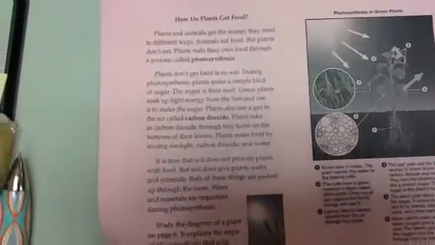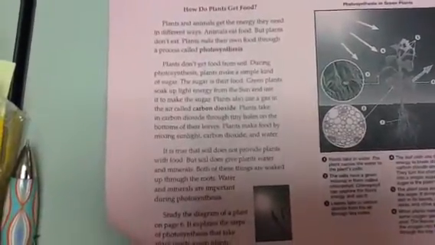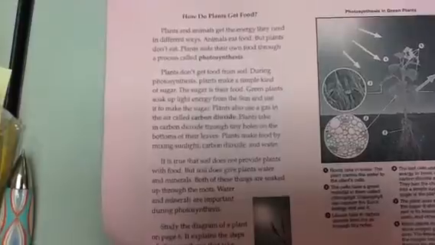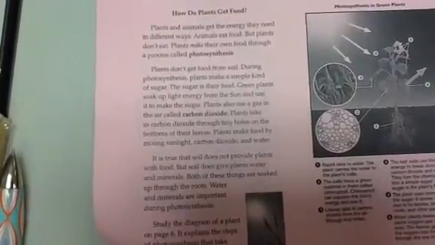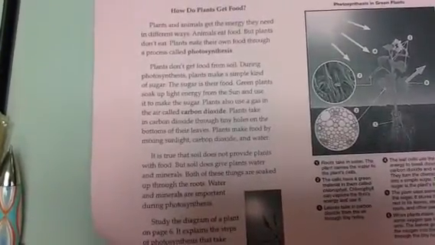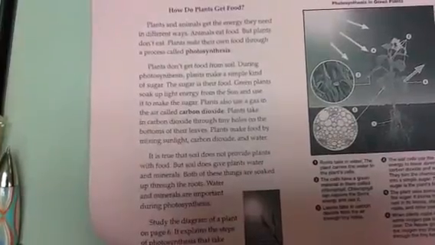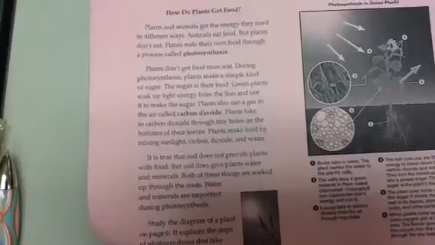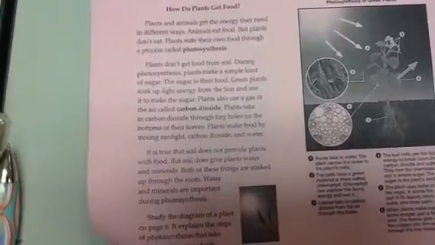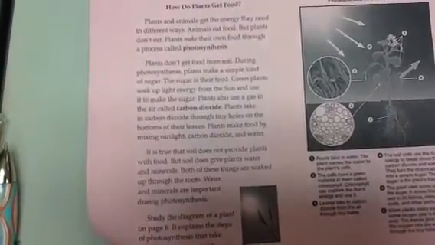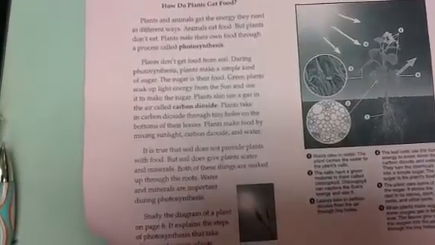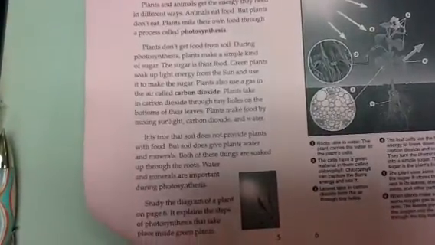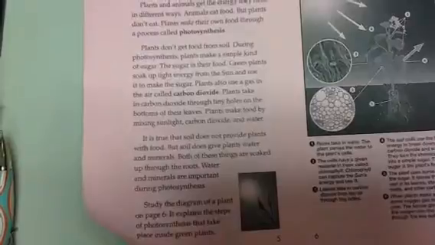Plants don't get food from soil. During photosynthesis, plants make a simple kind of sugar. The sugar is their food. Green plants soak up light energy from the sun and use it to make the sugar. Plants also use a gas in the air called carbon dioxide. Plants take in carbon dioxide through tiny holes on the bottom of their leaves. Plants make food by mixing sunlight, carbon dioxide, and water.